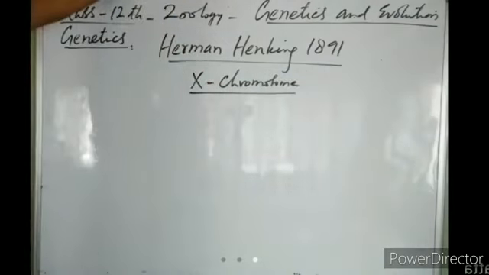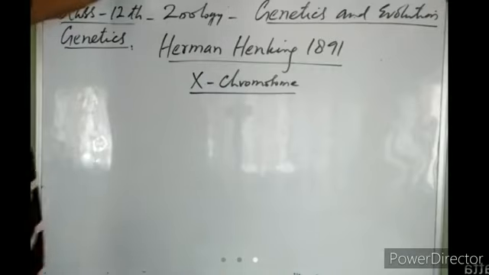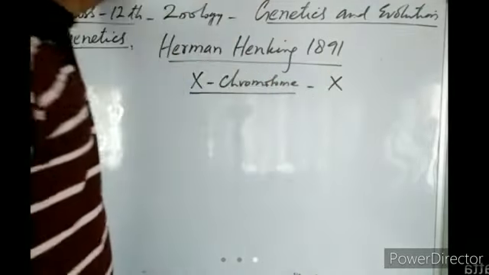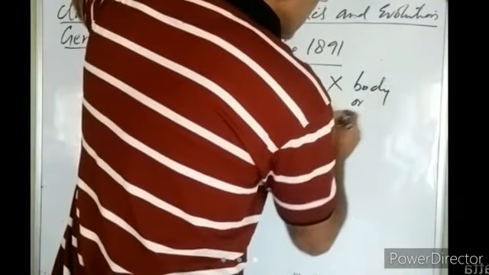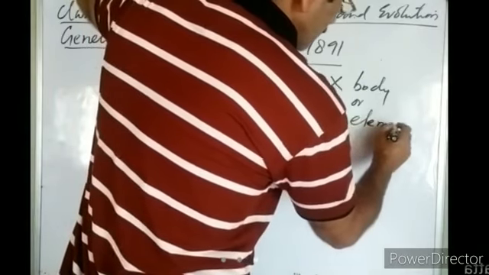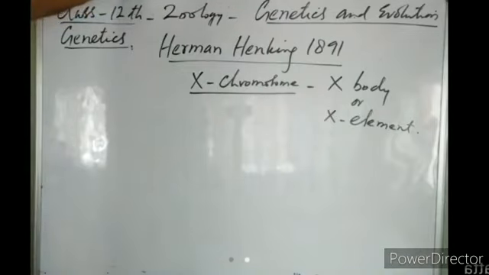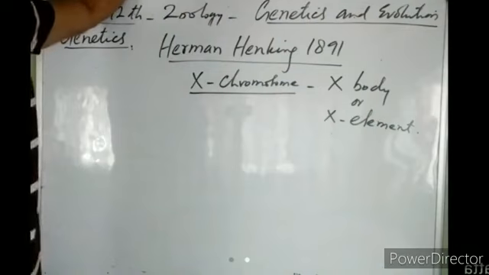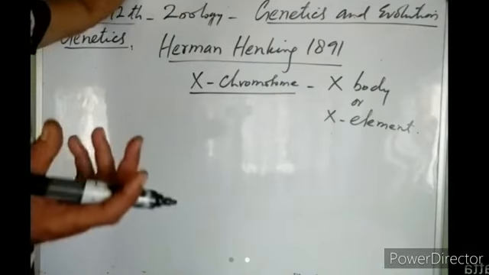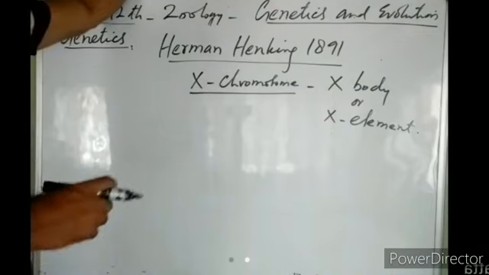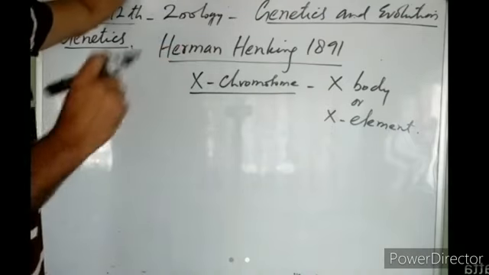But Hermann Henking did not know that it is a chromosome. He didn't recognize it as a chromosome. He named this darkly staining body as X body or as X element because he did not know that it is a chromosome. Actually, Hermann Henking was working on some bugs. He was studying their meiosis. He found that there is a dark staining body which is not participating in the cell division. He named this dark staining body as X body or X element, right?